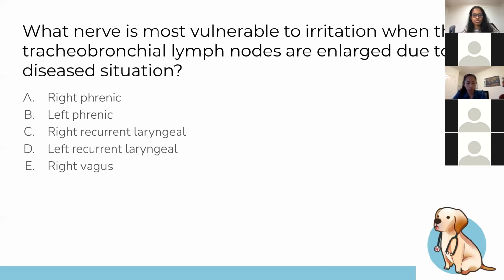Okay, so this is something that I haven't talked about, but you might have heard about it quite a bit. There's a key that faculty always love: what nerve do you think is going to be affected when you have affected or irritated tracheobronchial lymph nodes? Again, remember the tracheobronchial lymph nodes are near your carina, or near that bifurcation of the trachea. So any ideas?